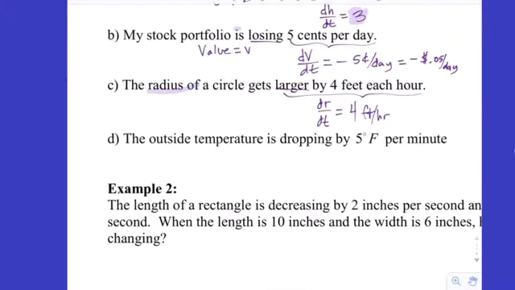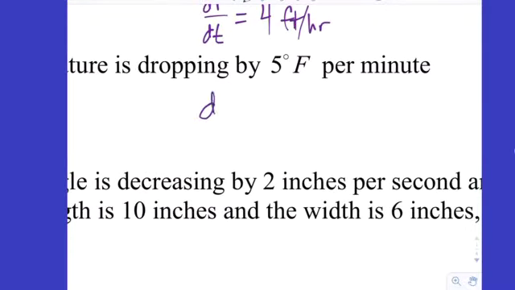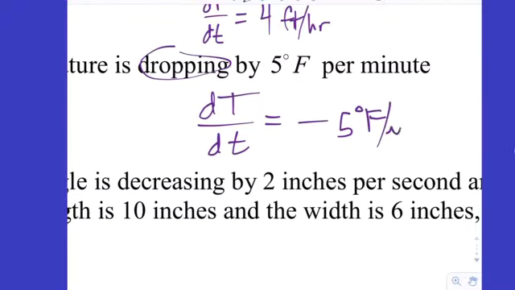And then the last one, the outside temperature is dropping by 5 degrees Fahrenheit per minute. All right, so what letter do you want to use for temperature? Capital T. So since this is a rate of change of temperature, we're going to label that as dT/dt. And I'm glad y'all said capital, right? Because otherwise they would divide out. So dT/dt, as long as they're different, that's fine. Is it going to be a negative or a positive rate? It's a negative rate because the key word is dropping. Temperature is decreasing by 5 degrees Fahrenheit per minute.